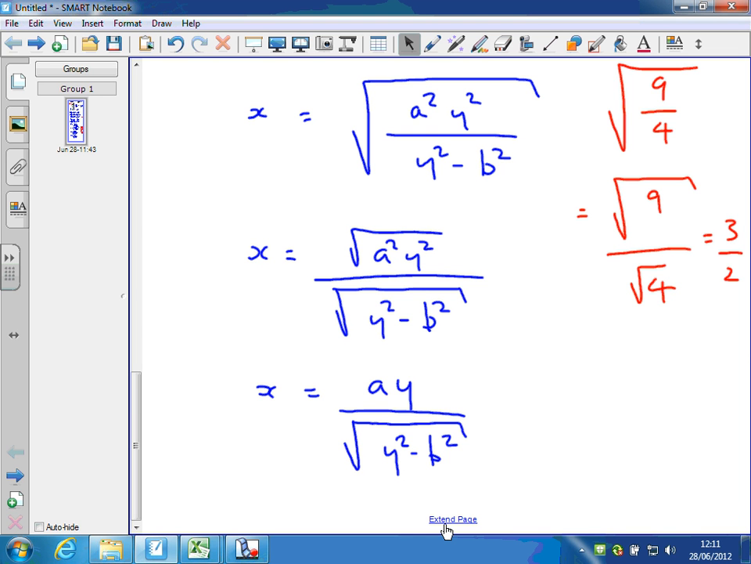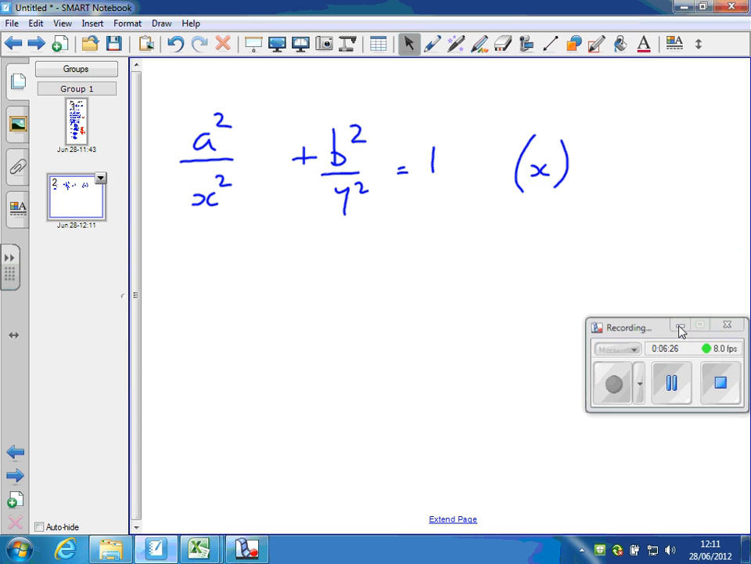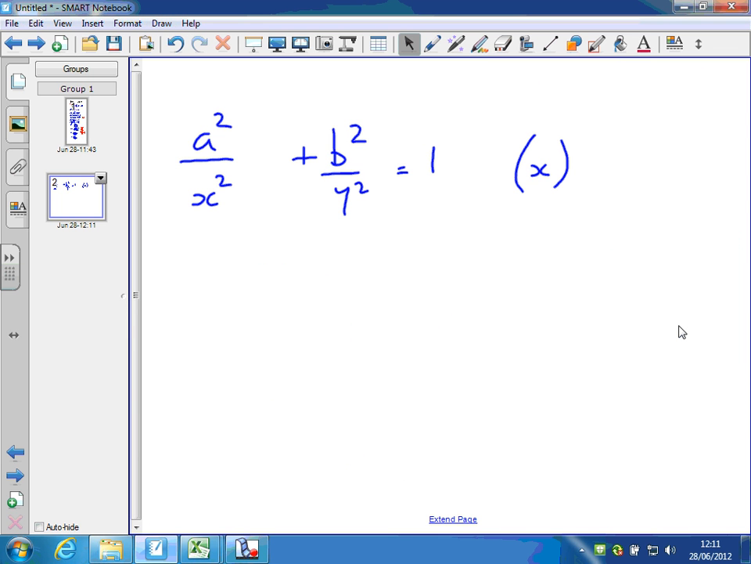Okay, so now let's have a look at solving this problem the other way. So going back to the original function, there it is. Do you remember a second way to go about doing this was actually to start off by subtracting the second term on the left-hand side from both sides. So I get a squared over x squared equals 1 minus b squared over y squared.